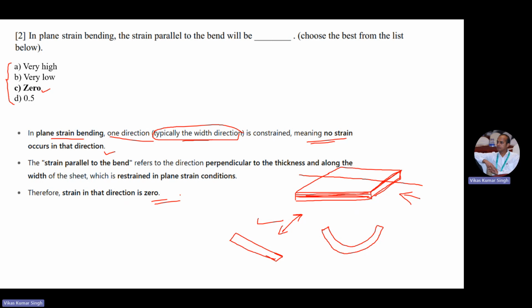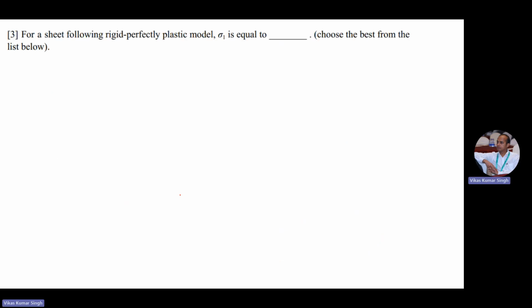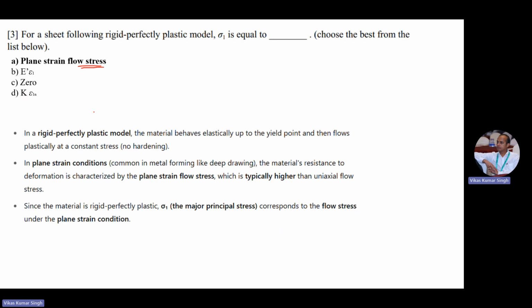Now moving to the next question. Again, a very simple question. For a sheet following a rigid, perfectly plastic model, sigma 1 is equal to, and we have to choose one out of 4 options. It's nothing but the plane strain flow stress. But how, the explanation is here.